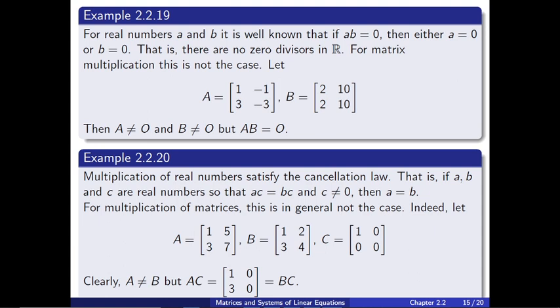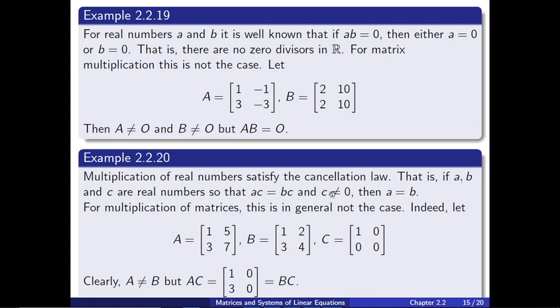Now let's go on to the next property that we find in real numbers, and that is the cancellation law. And the cancellation law says that if you have three real numbers A, B, C so that AC is equal to BC and C is not equal to 0, right? Then A is equal to B. And in real numbers, what you just do there is you divide by C, and then you get A is equal to B, right?